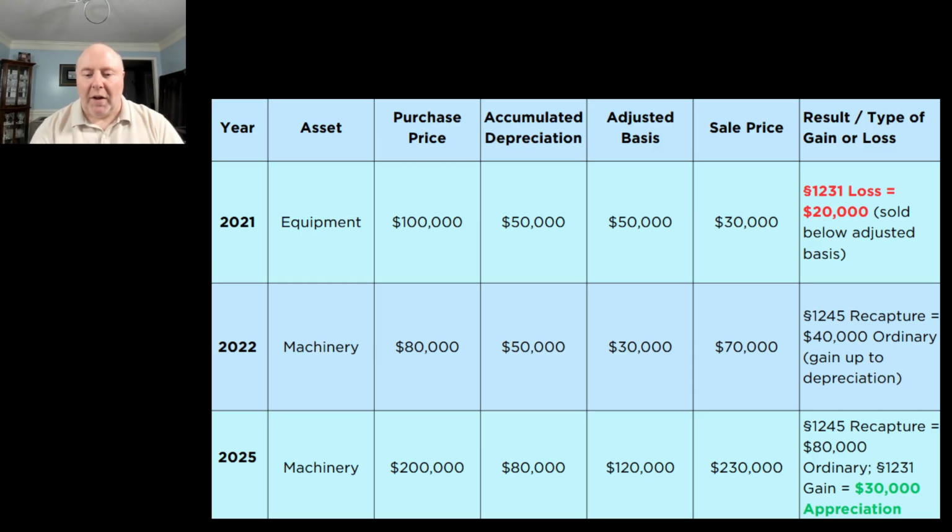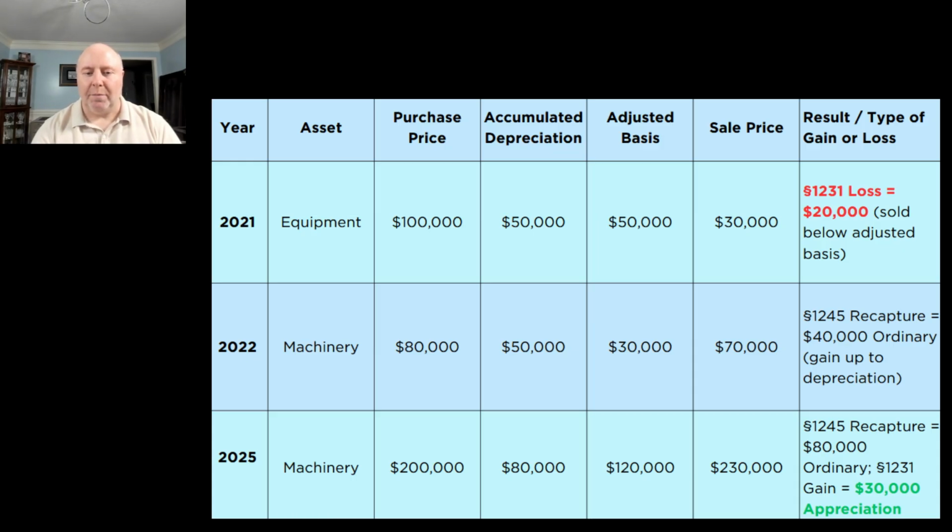Well, what will happen in this one, and before we take a look at the answer, we're going to say 230 minus 200. $30,000 is going to be 1231 because the sale price exceeded the purchase price, and all $80,000 of accumulated depreciation will be 1245. We're done with this, right? We're done with it. So let's look at how the math plays out so you can see.